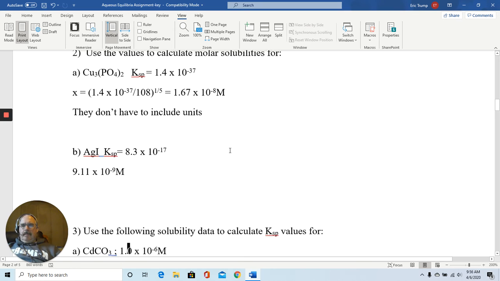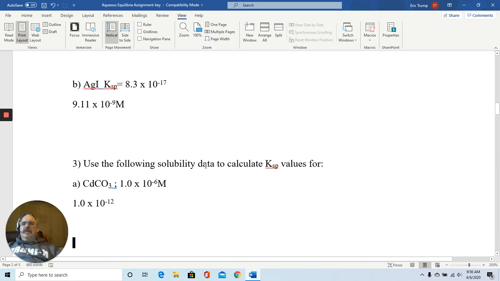Okay, this one we would do the same way, but here all we have to do is take the square root. This is a 1-to-1. Silver is X, iodide is X. X squared is equal to KSP.